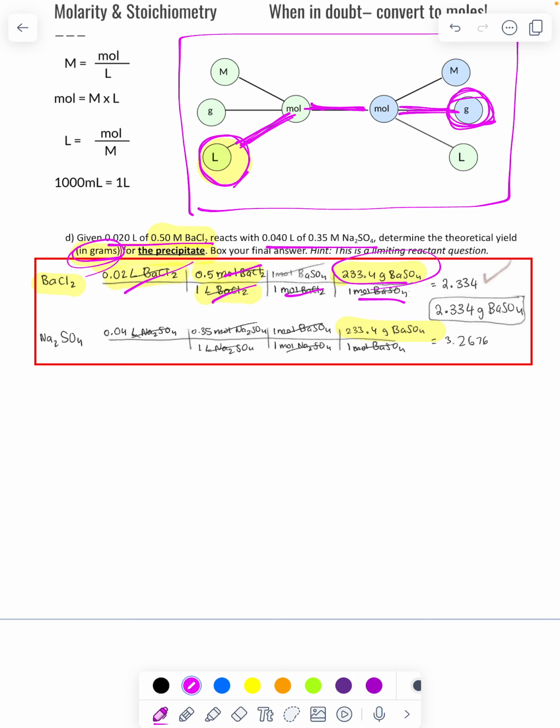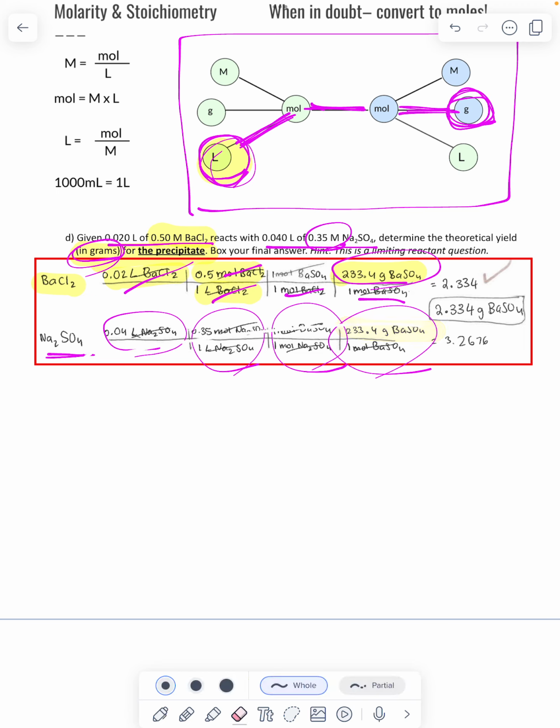I do the same thing for my sodium sulfate because I need to see which one of these reactants is going to run out first, because that's the one that will limit how much product we can make. So again, I'm starting at liters for this one. I want to convert to moles using that molarity as a conversion factor. Then I use my mole ratio from the balanced equation. It is a 1-to-1 relationship. And then finally, I'm converting to grams of barium sulfate again at the end.